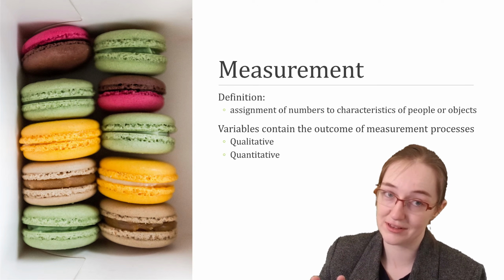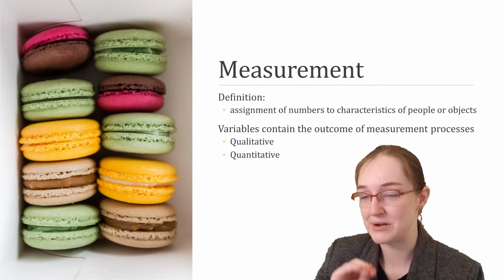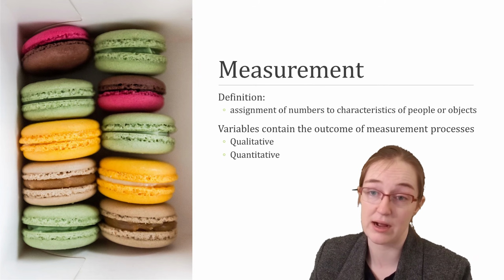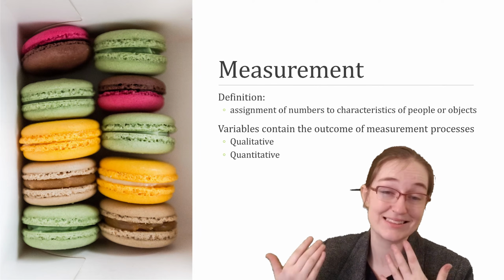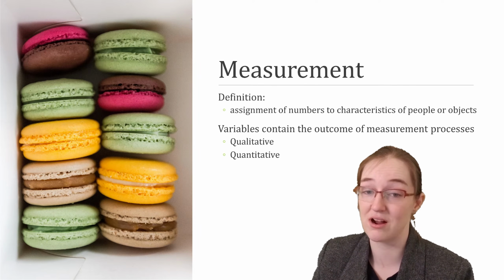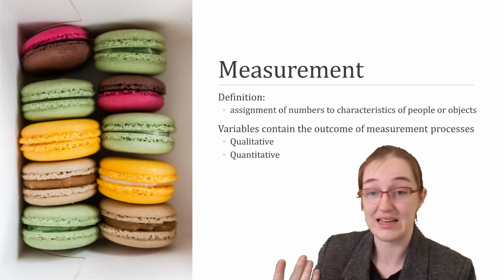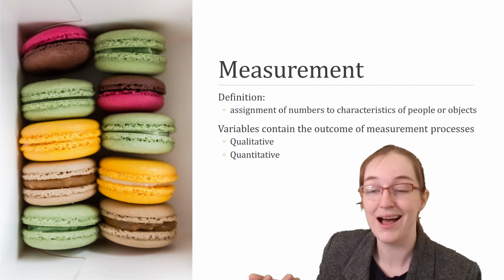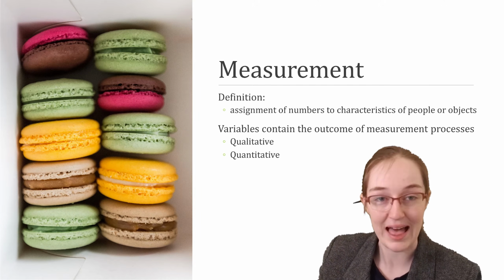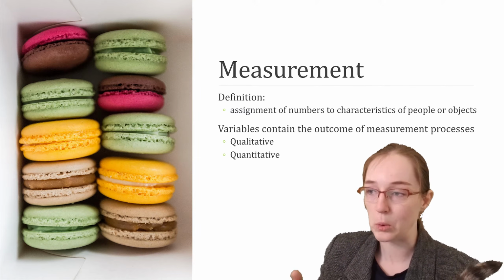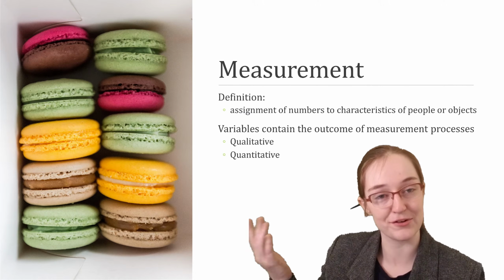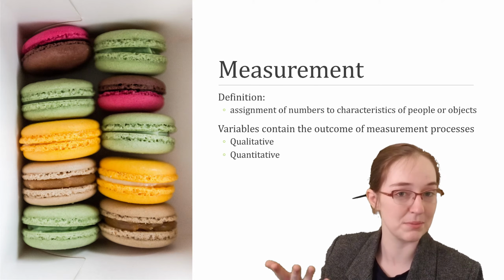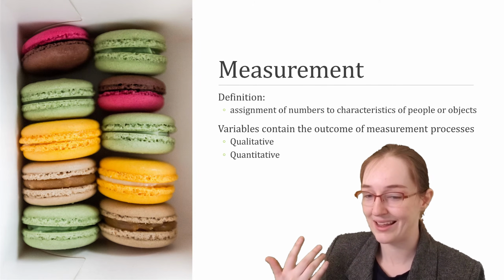Now, let's give y'all a definition. So, measurement is the assignment of numbers to the characteristics of people or objects. These can range from speed, as measured in like miles per hour, that's actual measurement, to temperature, so Kelvin, order of finishers in a race, so first, second, third, etc., as well as numbers on the back of basketball jerseys.